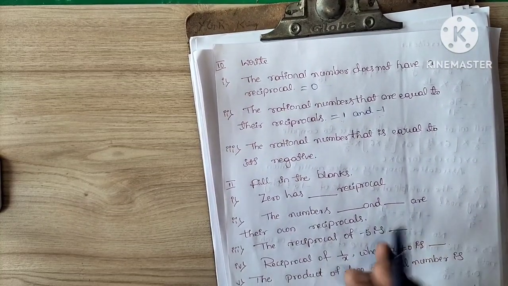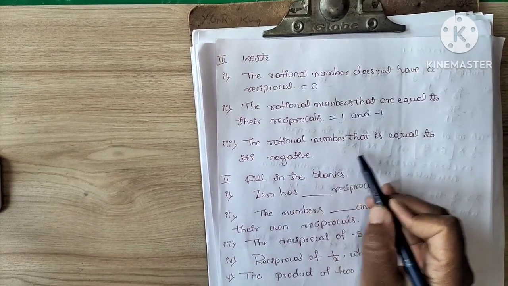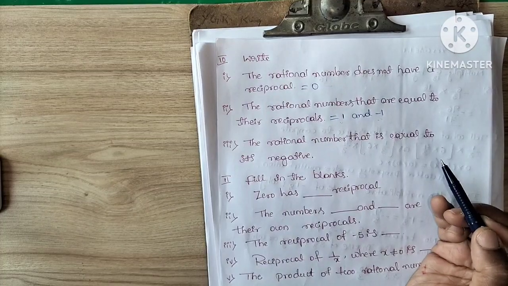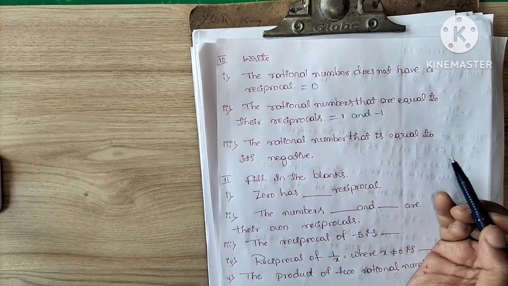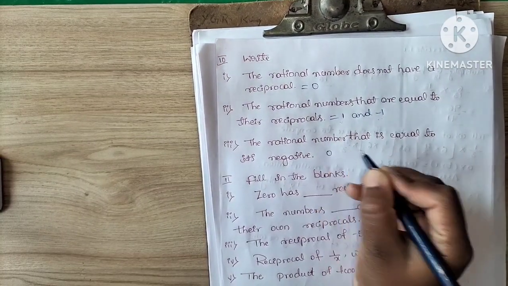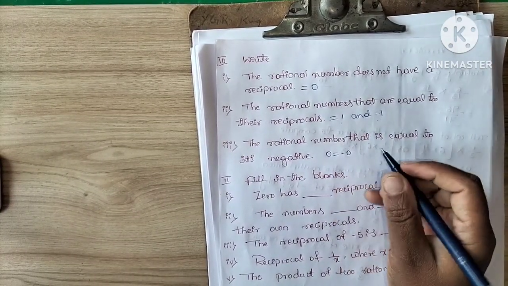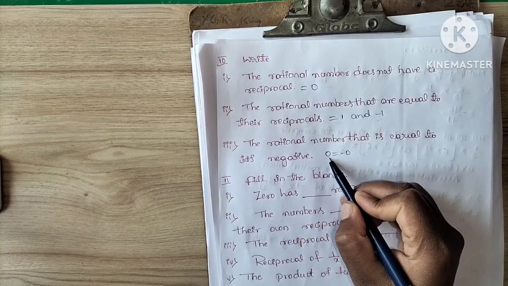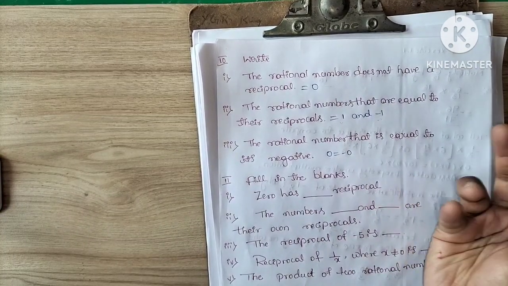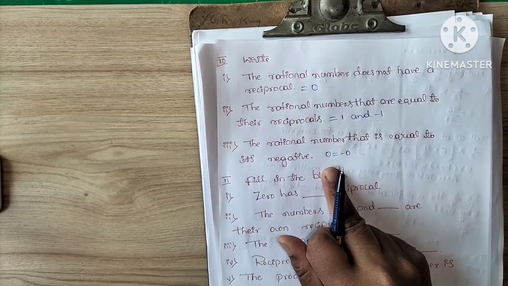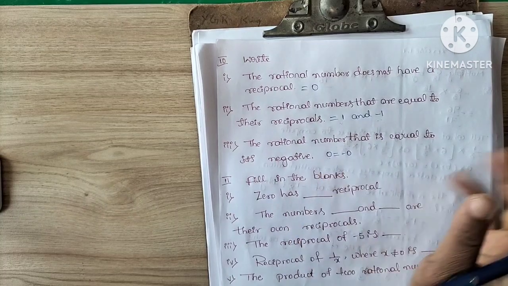Okay. Next, third statement. The rational number that is equal to its negative. So 0 is the rational number that is equal to its negative. Plus 0 is always 0, minus 0 is always 0. So 0 is the rational number equal to its negative.